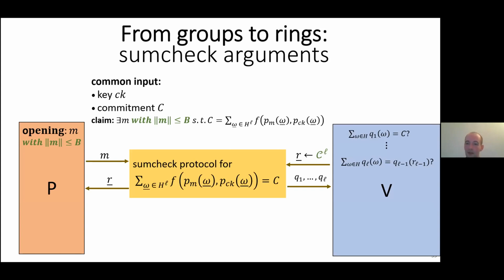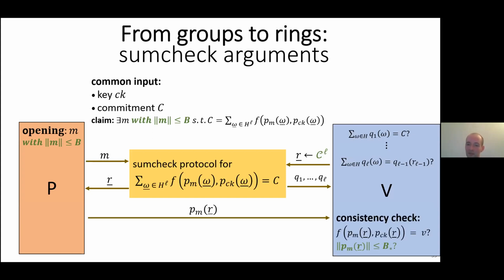So the protocol here is almost exactly the same as the protocol for sumcheck-friendly commitments we've already seen. The prover and verifier just run another sumcheck protocol. The prover sends an evaluation of the message polynomial at the end of the protocol. And as well as performing the same consistency checks as before, the verifier has to do a last check that the prover's evaluation that they've sent has norm less than a particular size bound.